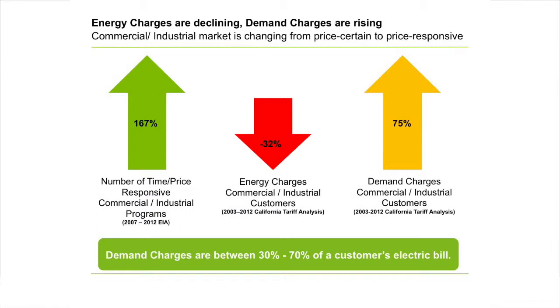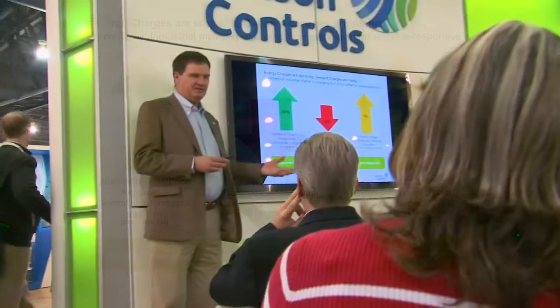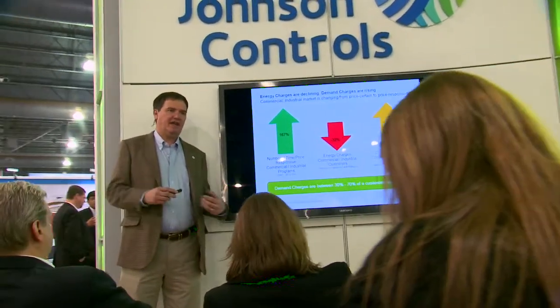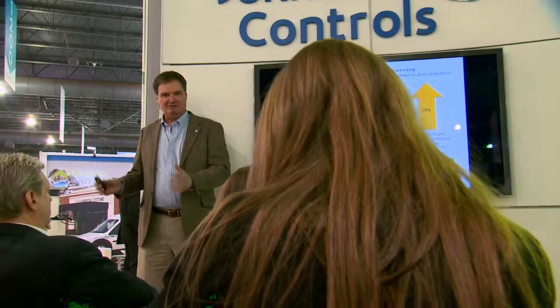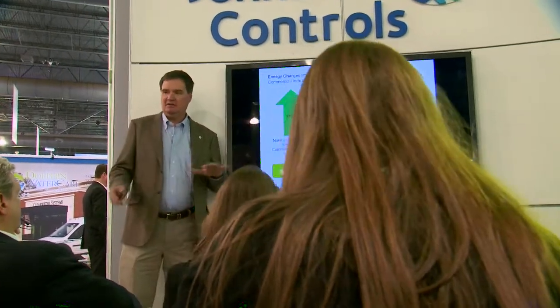The interesting thing is if you look at the energy market, the prices for energy have been stable or sometimes even declining. So utilities and regulators are trying to move the market from a price certain market to a price responsive market. So instead of charging you 10 cents per kilowatt hour, they're going to charge you 3 cents per kilowatt hour during the evening and 10 cents per kilowatt hour during the day, so that their customers react by turning things off during the day and maybe turning them on at night if they can shift their loads.